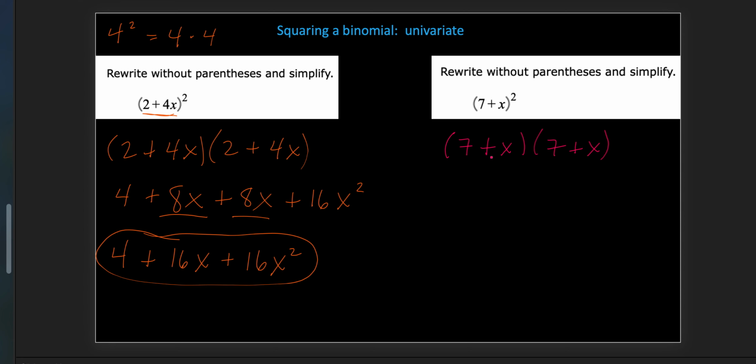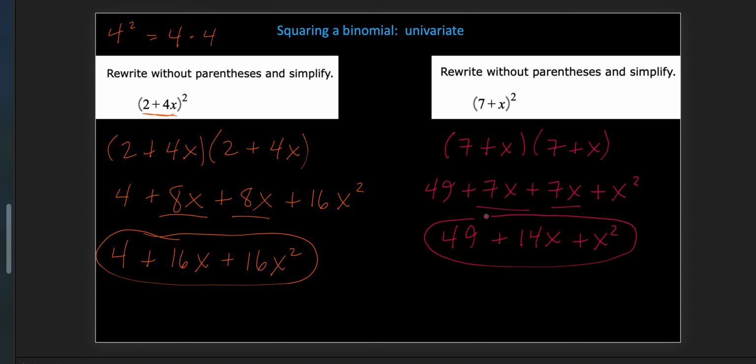And so the first positions is 7 times 7, and that's 49. The outer is 7 times x, so 7x. I for inner is right here, x times 7, and that's 7x. And the last positions, L for last, x times x, that's x squared. And these are alike. So 49 plus 14x plus x squared. And that's it for that one.